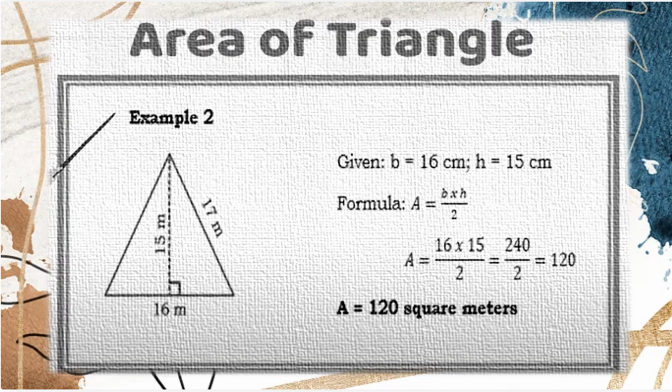Now let's proceed to the area of a triangle. The triangle has a base of 16 centimeters and a height of 15 centimeters. Using the formula A equals base times height divided by 2, let us substitute the given values. Our base is 16 times height, which is 15, over 2. 16 times 15 equals 240, divided by 2 equals 120. So the area of this triangle is 120 square meters.